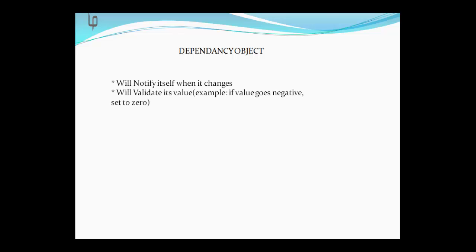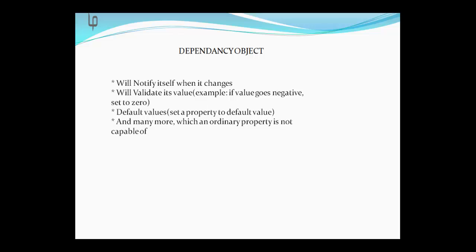So what a dependency property or a dependency variable can do is notify itself whenever its value changes. Great, isn't it? It can also validate its values. For example, if the value goes negative, it can set it to 0 or set it to 1 or set it to 2, however you want to write it. It can also set itself to default values when the object is created, and many more things which an ordinary property is not capable of. An ordinary property can just set or get values in WPF, but a dependency property, like I said before, has many magical things that it is capable of.